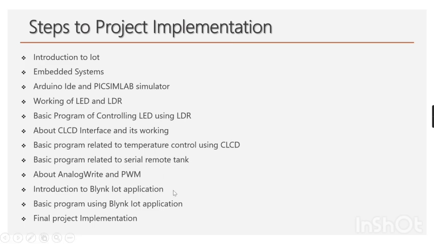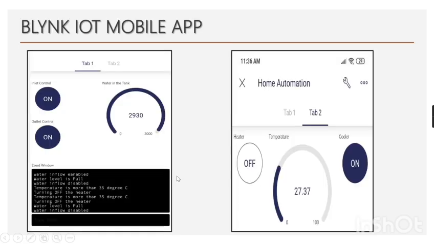And we also introduce the Blynk IoT application, how we can use it in this project, and the installation of Blynk IoT, and we also write the programs for Blynk IoT applications. Using these basic programs, we can implement the final project. And this is the Blynk IoT mobile app.